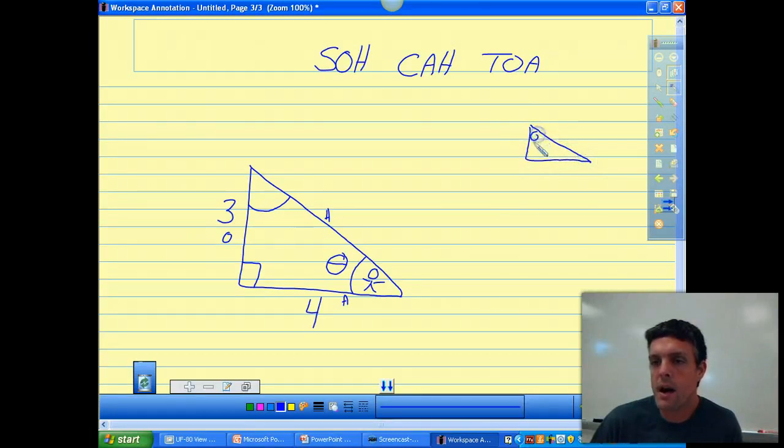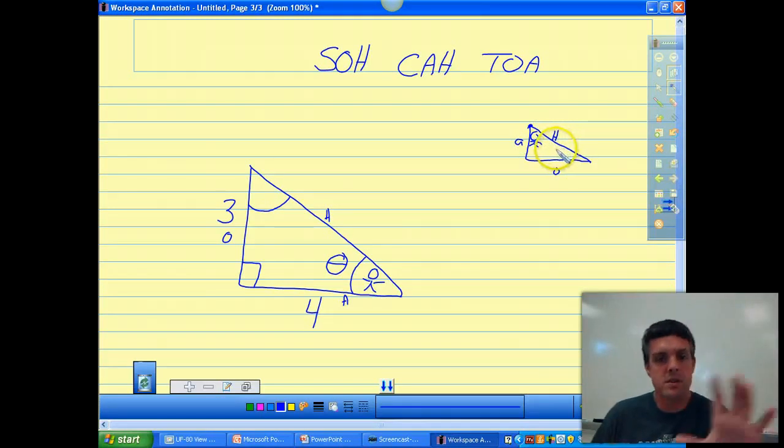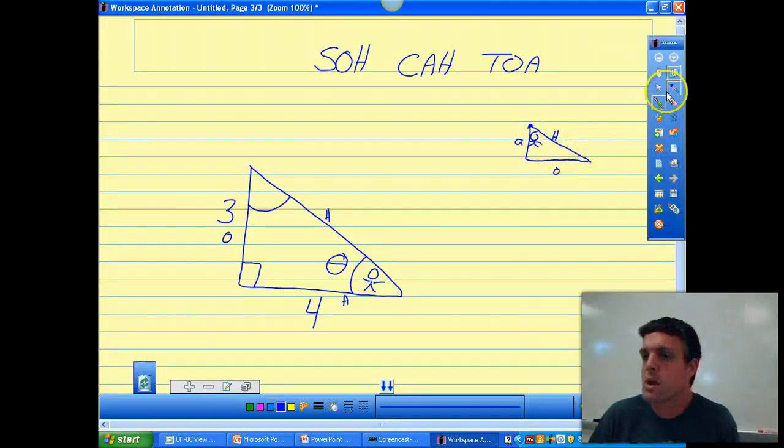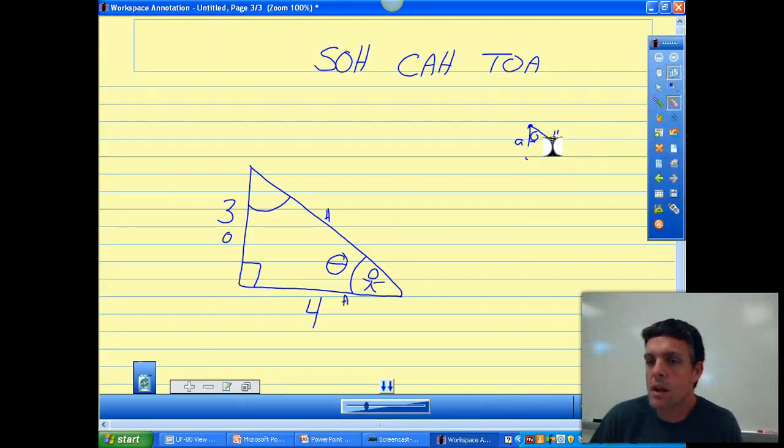What if I'm standing here? If I'm at this angle, now all the way over here is opposite. This one's next to me, it's adjacent. And this one is always the longest side, called the hypotenuse. So depending on which angle you pick determines where the opposite side, the adjacent side, and the hypotenuse are. Let's get rid of that and go back to our problem.